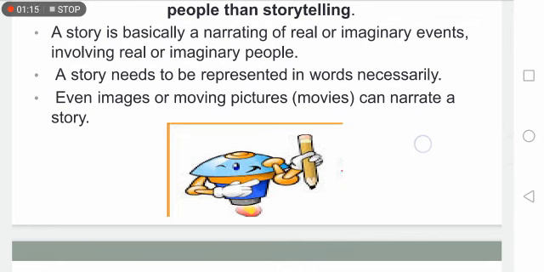In this first line, it is stated that a story is basically the narrating, that is the telling, of events. And the event can be real or can be imaginary, that is, you can create something by yourself which is not present in the real world. And the story is presented not only in the written form, but it can be presented in pictures as well as in movies.